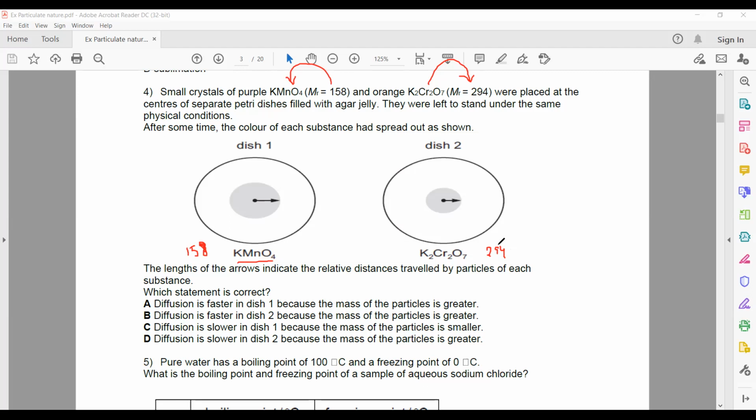Whenever you're solving a question, always check the statements. If you check A, diffusion is faster in dish 1. That's true. But the reason, because the mass of a particle is greater, that is wrong, because diffusion is faster when the particles are lighter, not heavier.